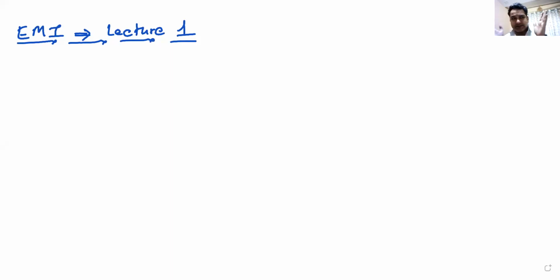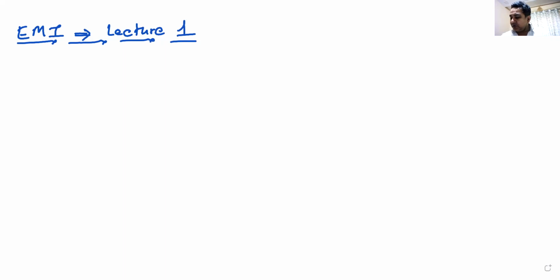In yesterday's class, we had discussed the force on a current carrying wire or a current carrying loop, magnetic force, torque, and we had seen different types of questions on that. That finishes this part. Now we move on to EMI, electromagnetic induction.